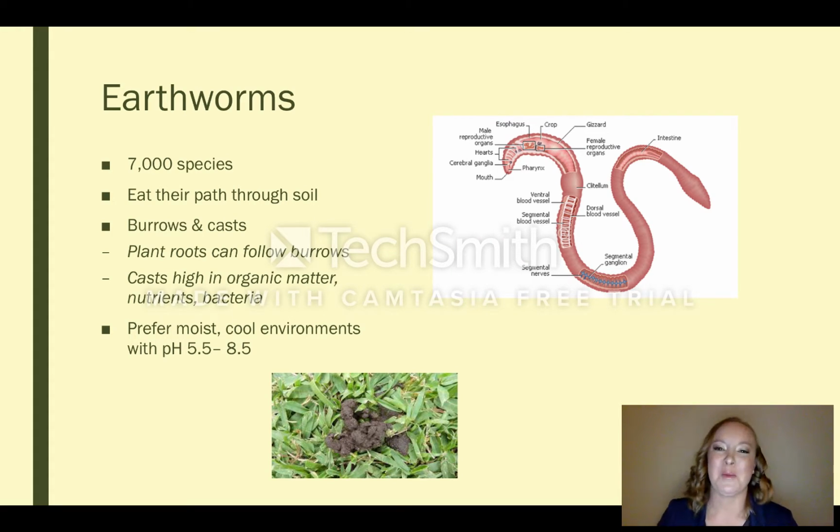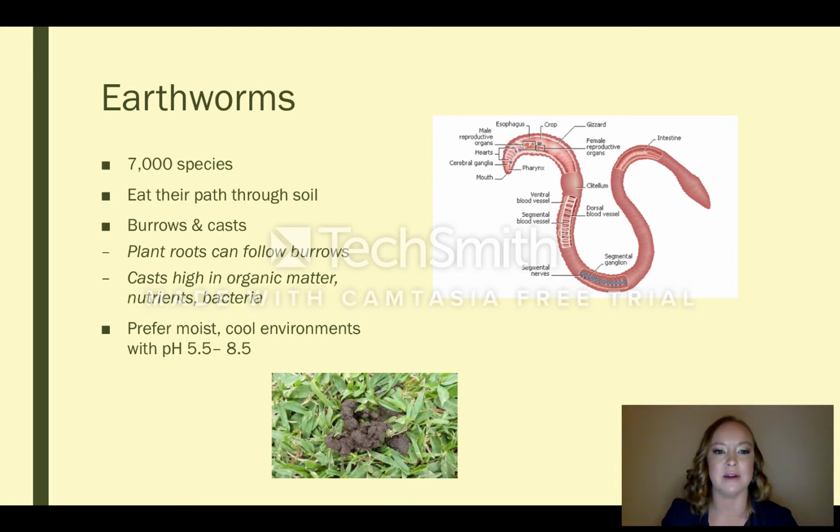So now we get to talk about earthworms. There are 7,000 species of earthworms, and they literally eat their path through soil. So they like to eat detritus, organic material, and even other microorganisms. And what they do is they eat the soil so they can move down through the soil profile. As they move down the soil profile, the path that they leave is called a burrow.